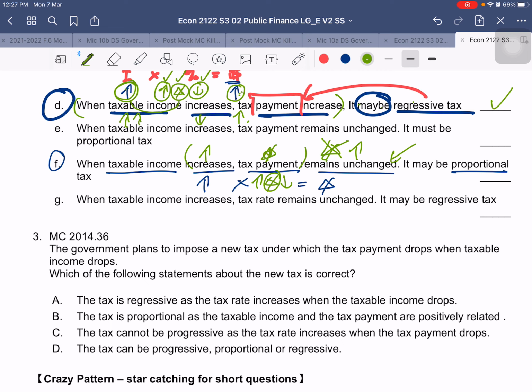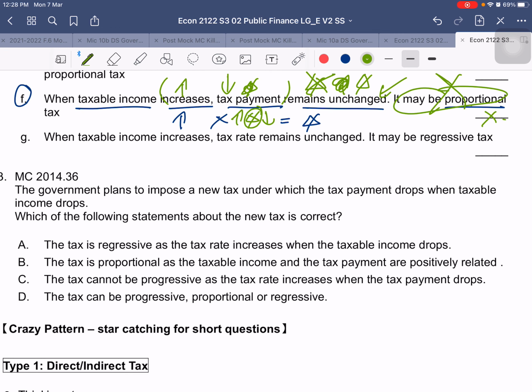Okay, so actually in this case, there is only one possible case, which is taxable income increases and the tax rate decreases at the same rate, then the result will remain unchanged. One up, one down, so remain unchanged. So actually it may be proportional tax? No, impossible. So this is wrong. So if we can handle this simple equation, then we can handle so many questions.